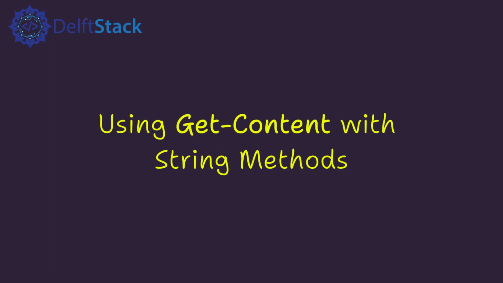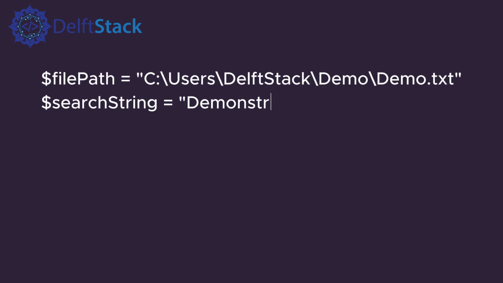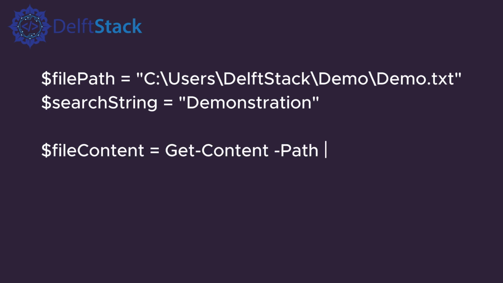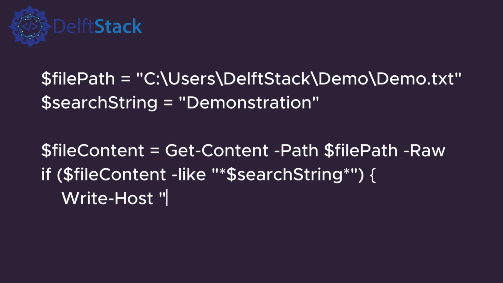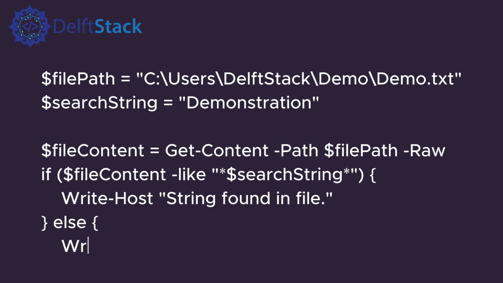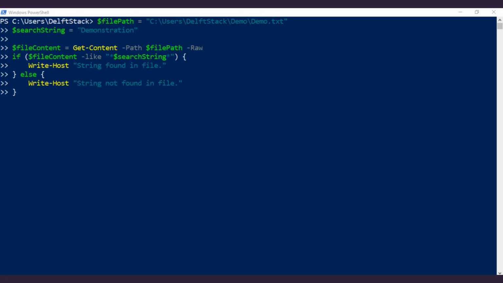Another approach is to read the file's content and use string methods to check for the desired text. Here, Get-Content reads the entire file as a single string with the -Raw parameter, and the -like operator checks for the substring.